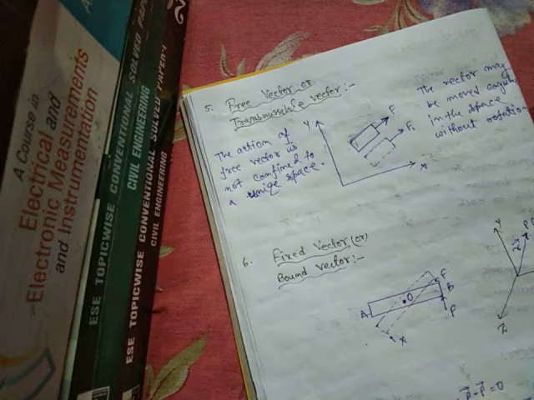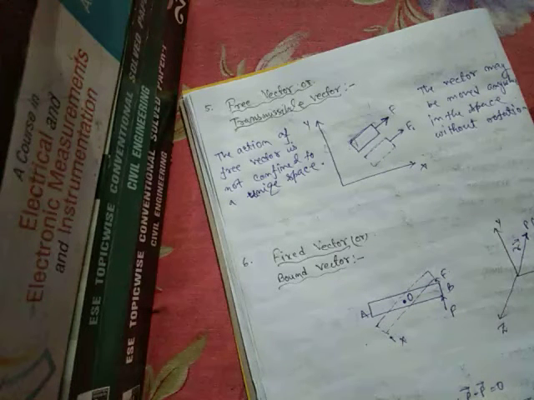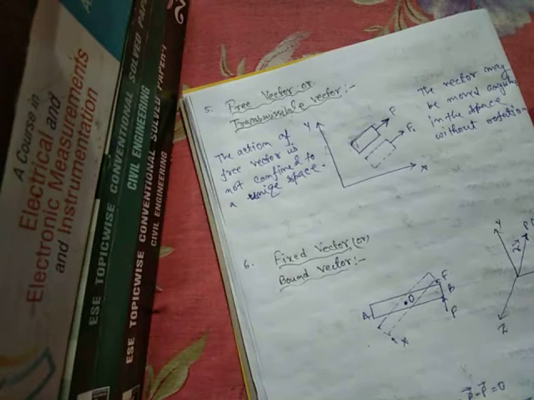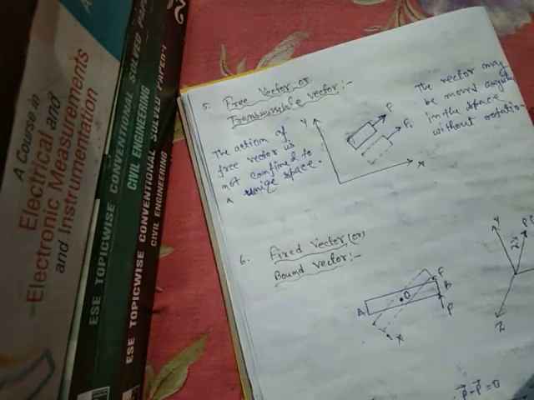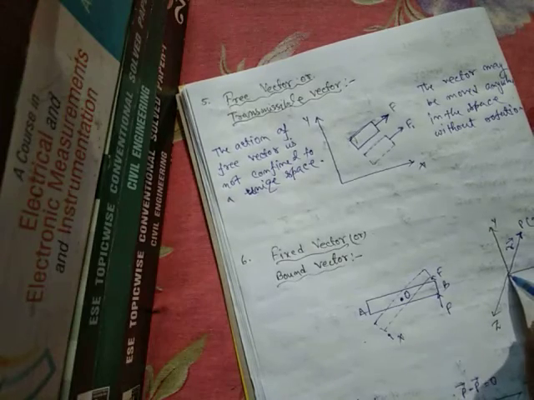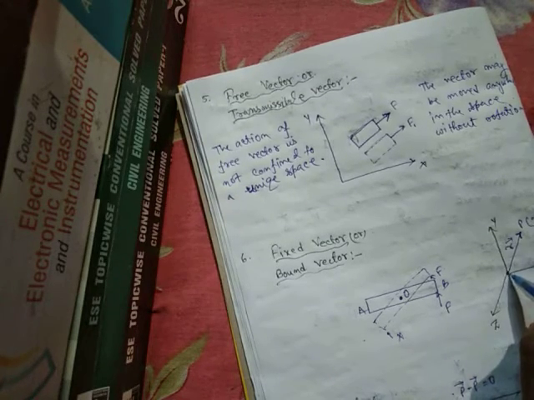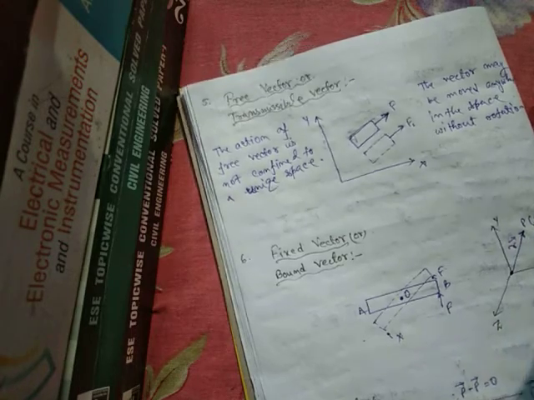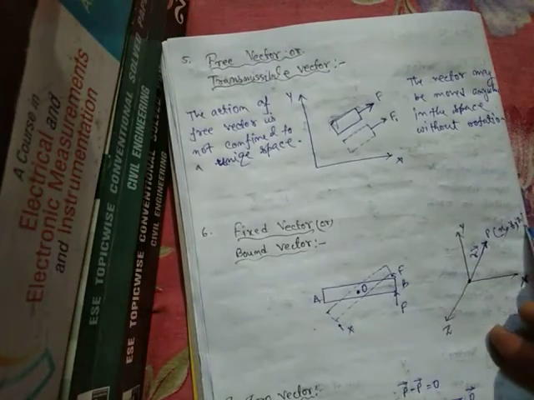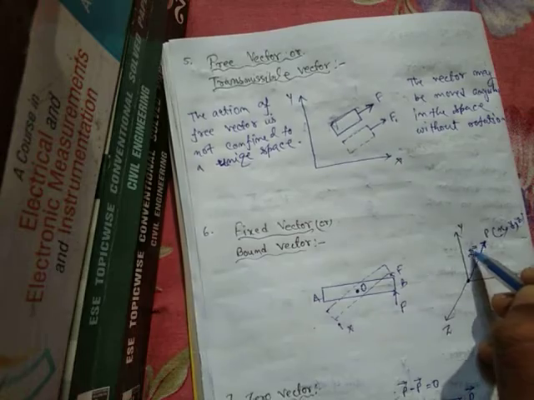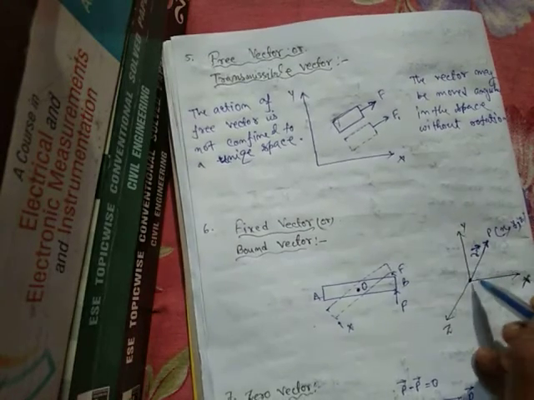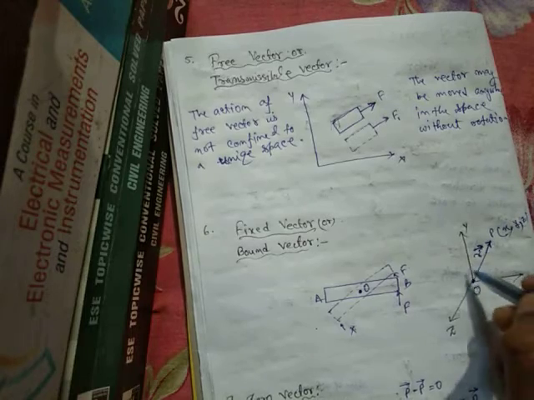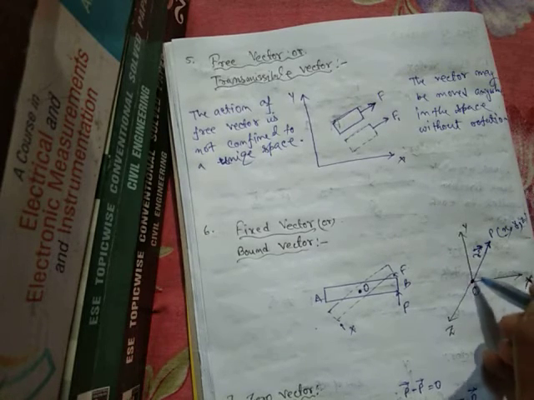Now fixed vector. What is fixed vector? Fixed vector is nothing but the point of application, this origin point will be fixed. This is the origin point of this vector. P is the vector, এটার coordinate হচ্ছে xyz coordinate. This vector represented, it is r, and origin, say origin is o. The point of application will be fixed, it cannot be changed.